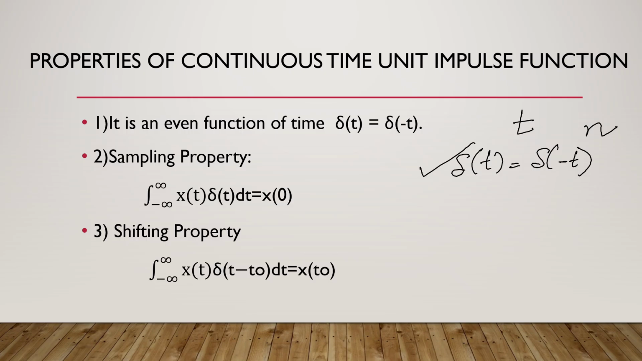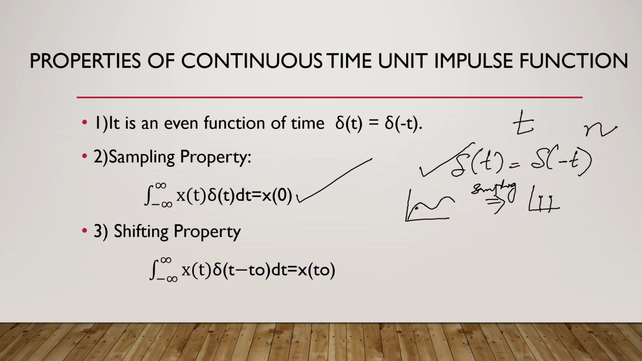The second one is the sampling property. If you have a continuous time signal and you want to convert it to a discrete time signal, we use the principle of sampling, that is, we get samples. Here, if you multiply x of t, where delta of t is equal to 1 for t equal to 0, you get the zeroth value alone. It is x of 0. That is the sampling property.